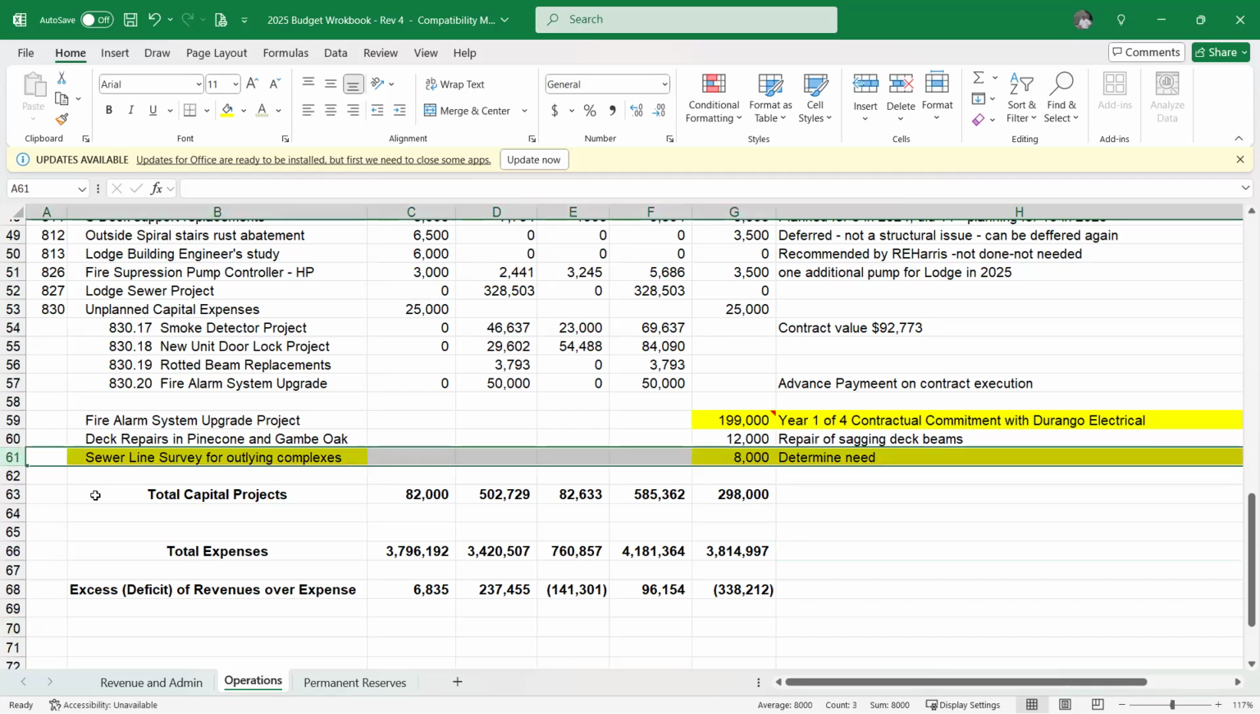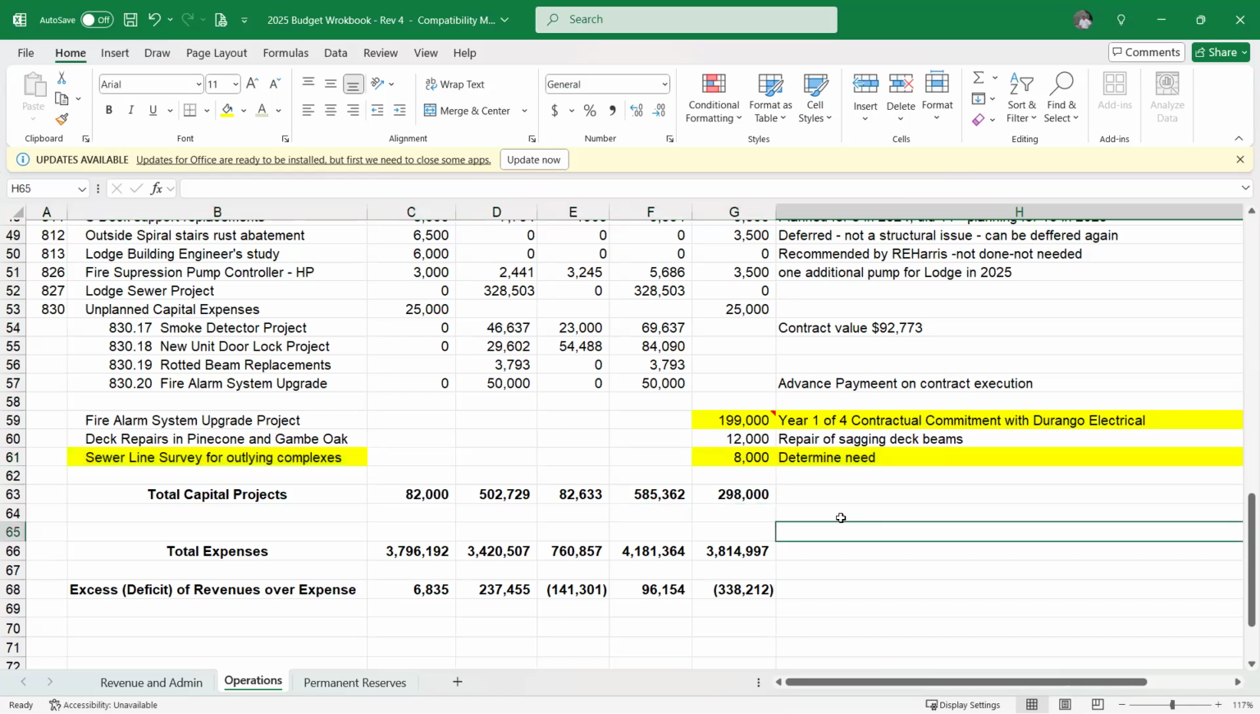Sewer line survey for outlying complexes. I know Mark's done a lot of work on this, so I'll let him speak to it. Let's leave the number in there for now, Joe. I'll talk to Paul and see if he's talked to Alex at Albert. They may be able to give us everything that we need as part of their regular work with us, and the number would be 0. But I'll have more on that next week.